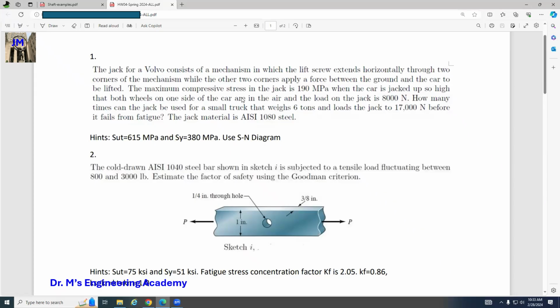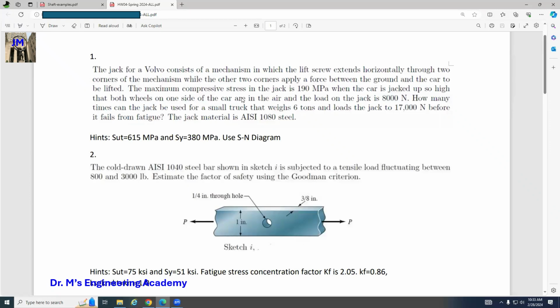So, guys, S_e prime equals 0.45 S_u. Why? Because it's isoloading, right? It's isoloading. And S_u and S_ut are the same.